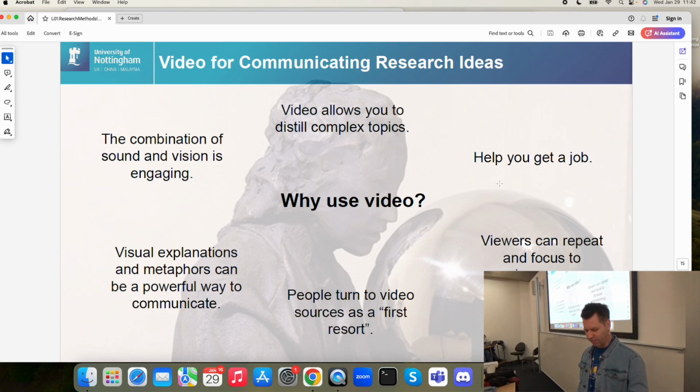Visual explanations and metaphors can be a powerful way to communicate. People turn to video sources as a first resort, and viewers can repeat and focus on increased understanding.